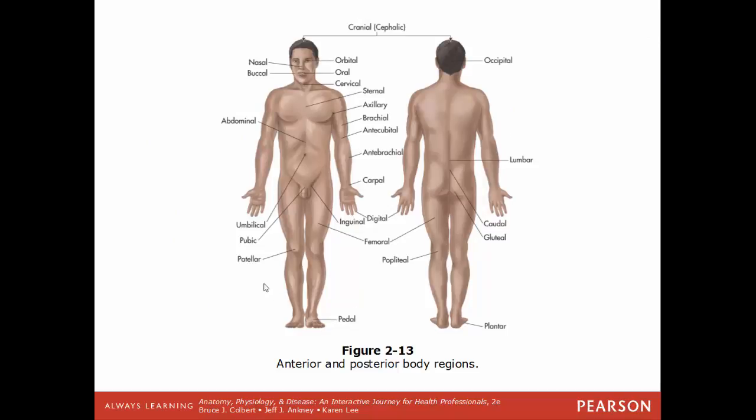Pedal for the foot, patellar, the front of the knee, the pubic, the groin, umbilical, where the umbilical cord used to be, right here at the belly button, carpal in the wrist, brachial upper arm, antebrachial forearm. There are countless more body regions and body terms, but there are some that are much more common than others. And here's a very brief list of some common body regions.